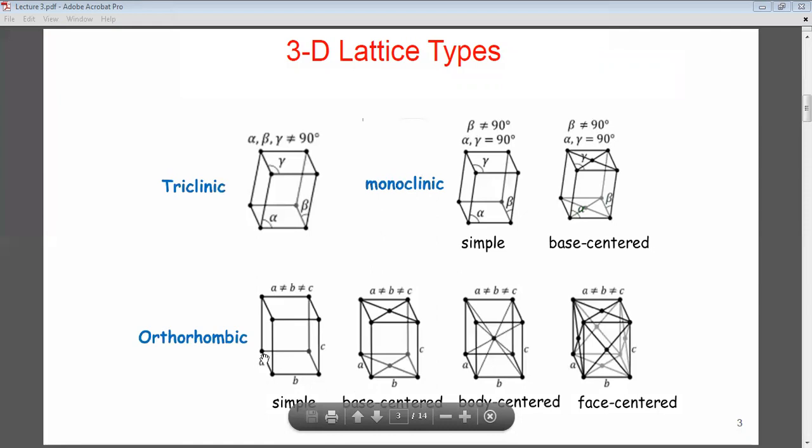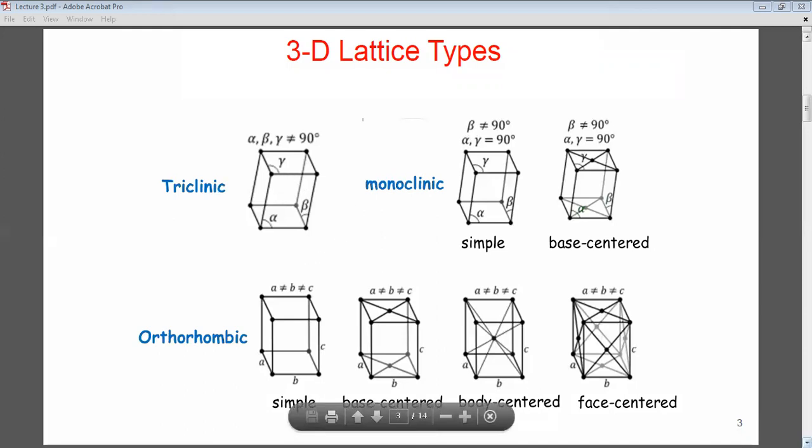A base-centered is a variant of the orthorhombic. The only difference is that we add 2 more lattice points at the bases. A body-centered is another variant where we add another lattice point in the center of the lattice. And the face-centered is another variant of the orthorhombic where I put a point on the center of each of the sides. So now you have learned how we define any of these.